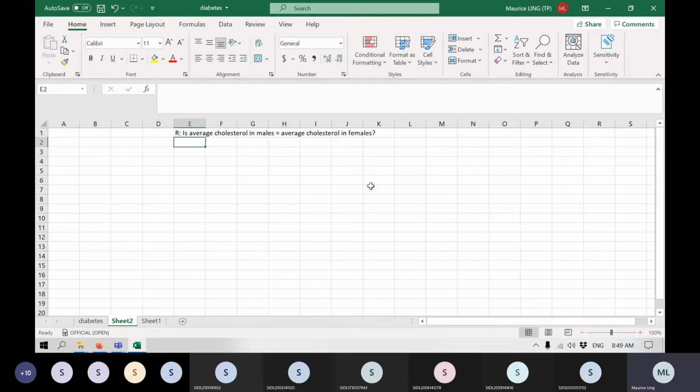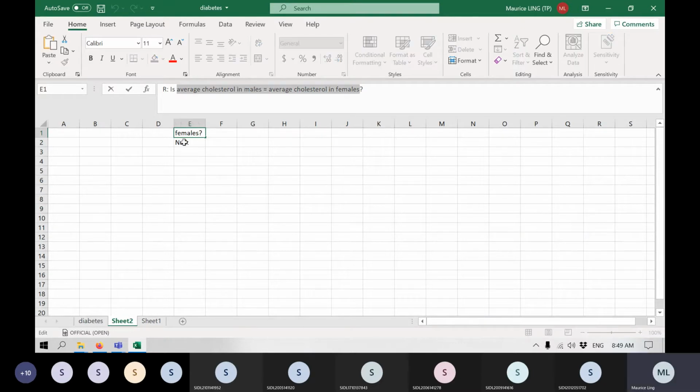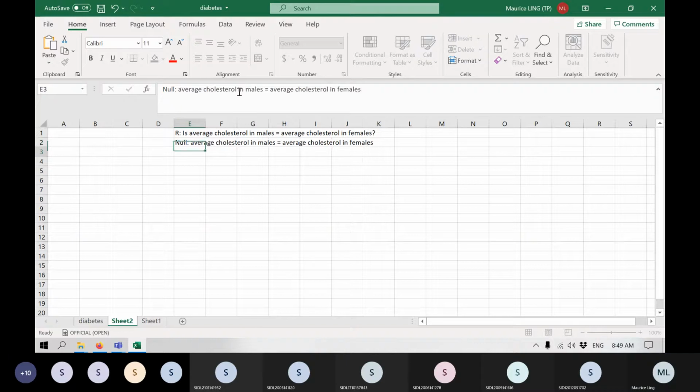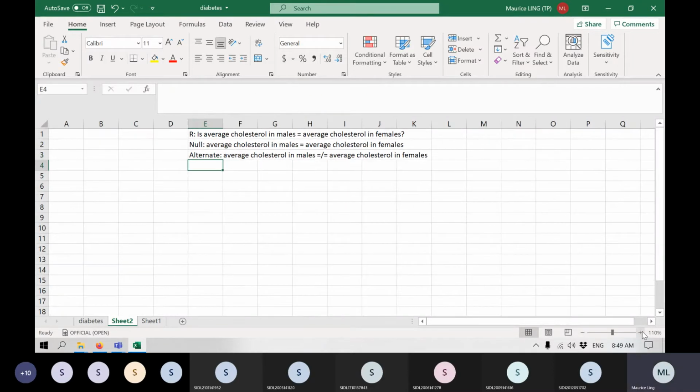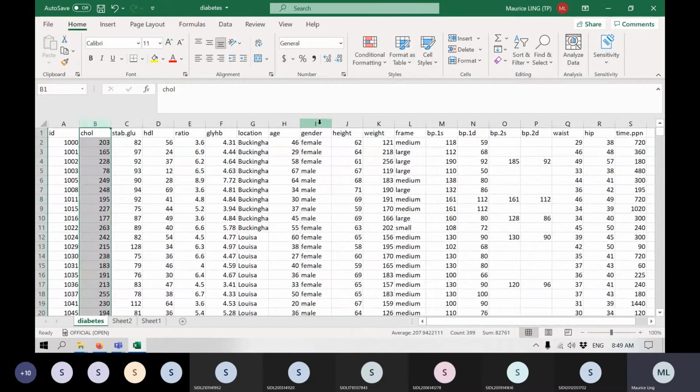So in this case, my null hypothesis is that the average cholesterol of males is equal to the average cholesterol in females. Okay. My alternate hypothesis is that the average cholesterol of males is not equal to the average cholesterol of females. Okay. So this is my hypothesis. Now, in order to do that, what I need is the cholesterol and the gender.